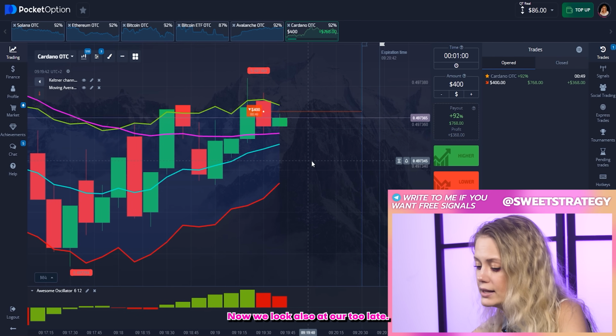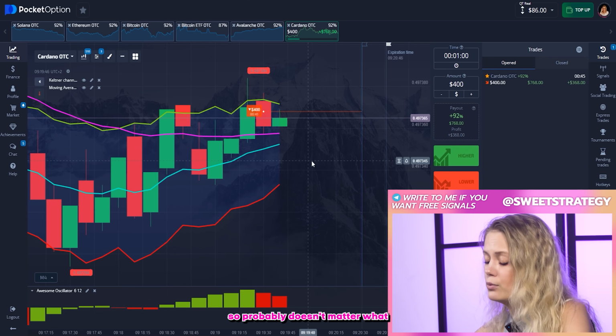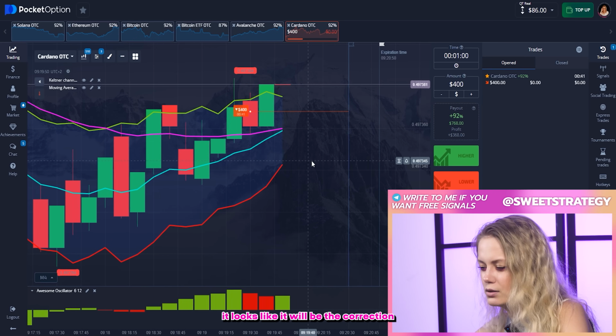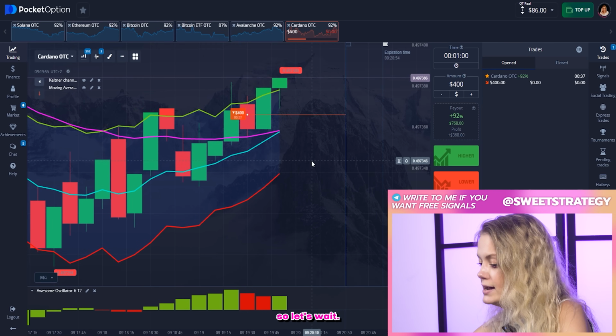We look also at our Awesome Oscillator. It showed the low trend. So probably it doesn't matter what the moving average is talking about, because right now it looks like it will be the correction. So we can wait for the results. So let's wait.